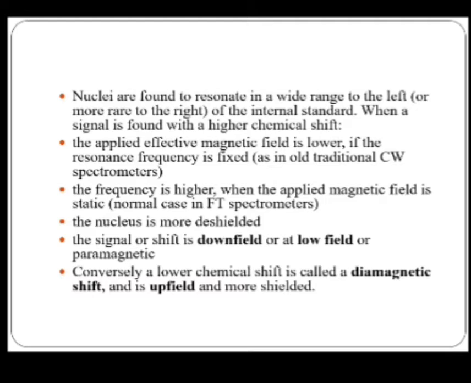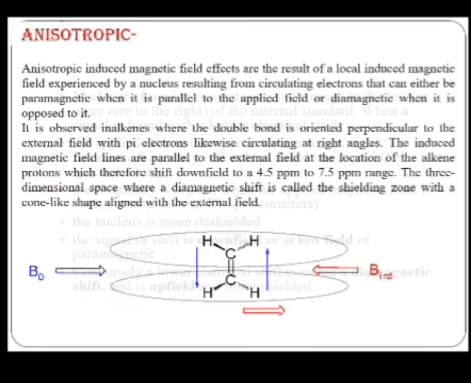Conversely, a lower chemical shift is called diamagnetic shift, upfield and more shielded. So friends, you should remember that the more shielded, having an upfield effect, is diamagnetic, and the de-shielded, having a downfield or low field, is paramagnetic in nature.